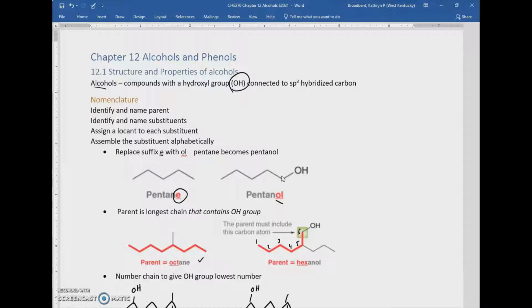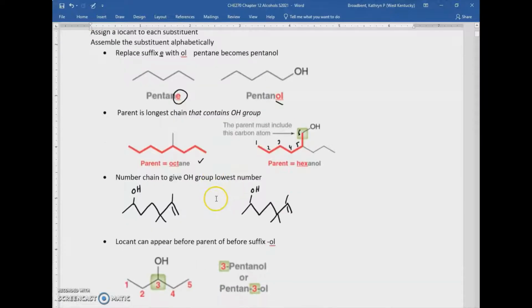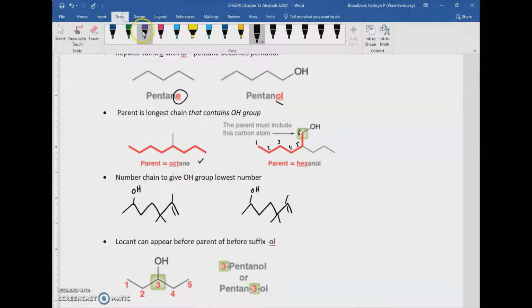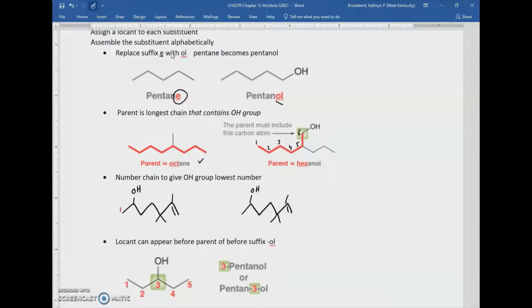We want to number the chain to give the hydroxy the lowest number. So the correct way to number this chain is 1, 2, 3, 4, 5, 6, 7. So you're going to give the double bond the number of 6. So this is the correct way. So you don't want to number it from the other end, because that gives the hydroxy a larger number.